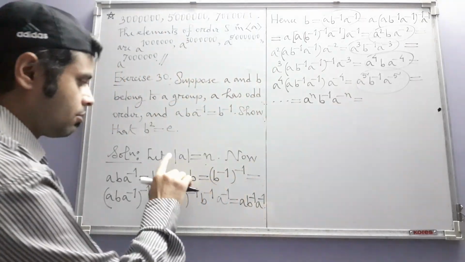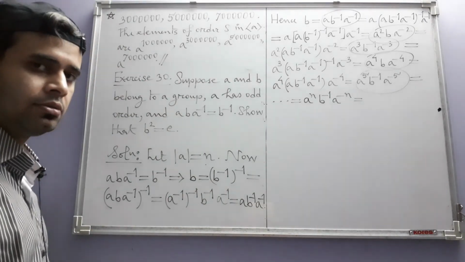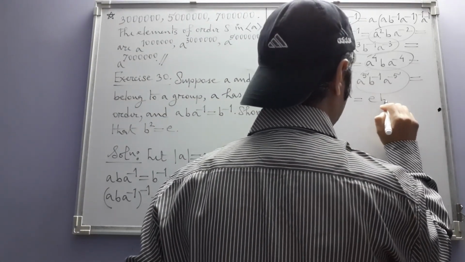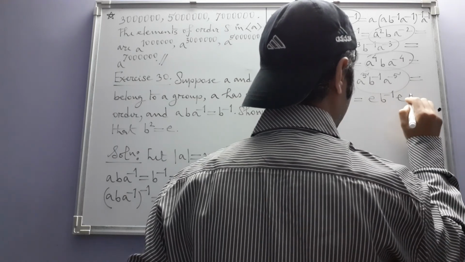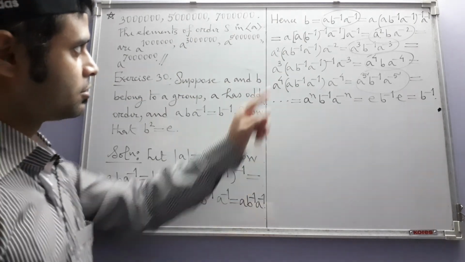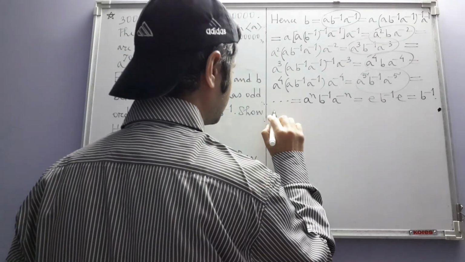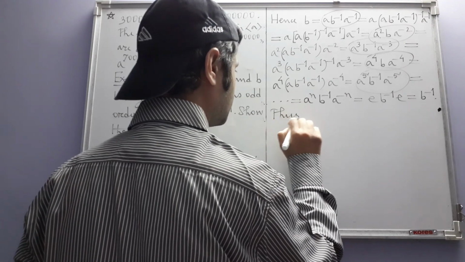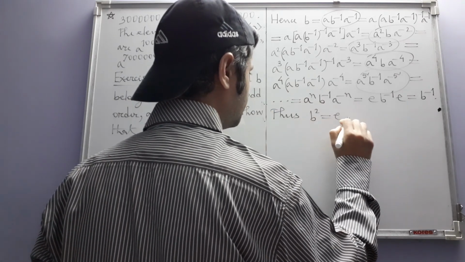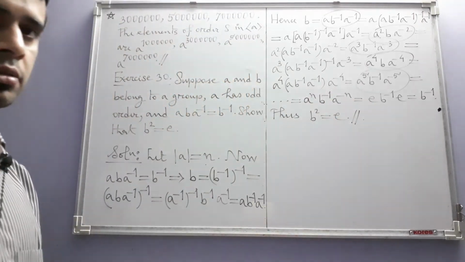Now, since the order of a is n, both these powers will be equal to identity, and that is why we will be left with b inverse. So b is equal to b inverse. Thus b square is equal to identity. So this completes the solution.